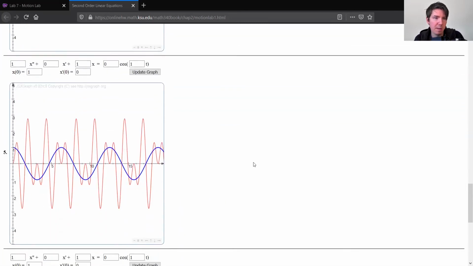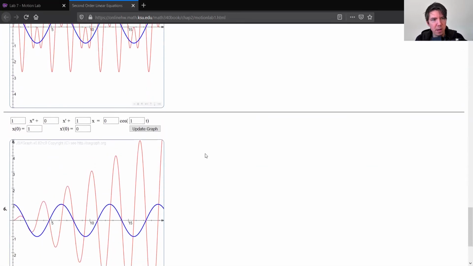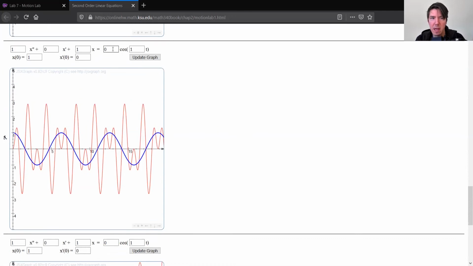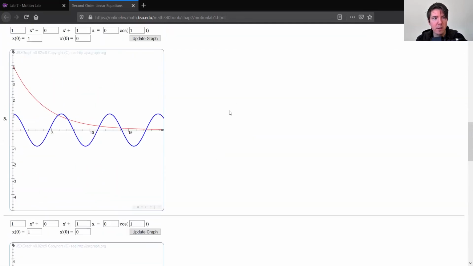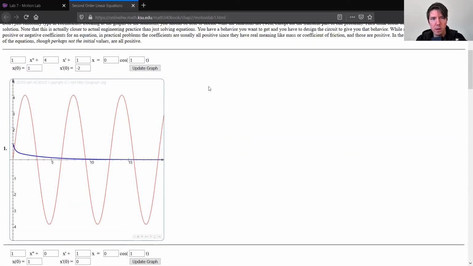With that in mind, keeping an overview here, in order to get 5 and 6, beats or resonance, we need the driving force to be not 0. So that's going to be the case where we put something besides 0 for the cosine coefficient. The rest of these should have 0. So we won't mess with the cosine coefficient for 1, 2, 3, or 4. We will mess with the other things.